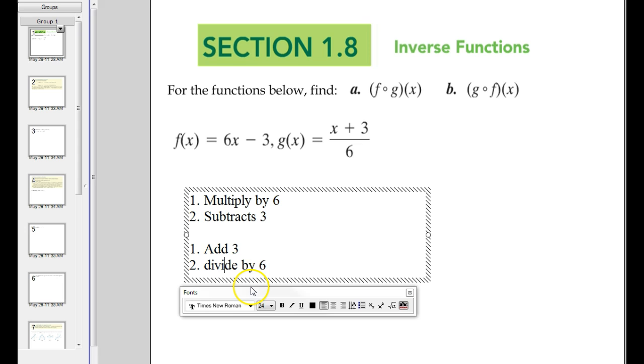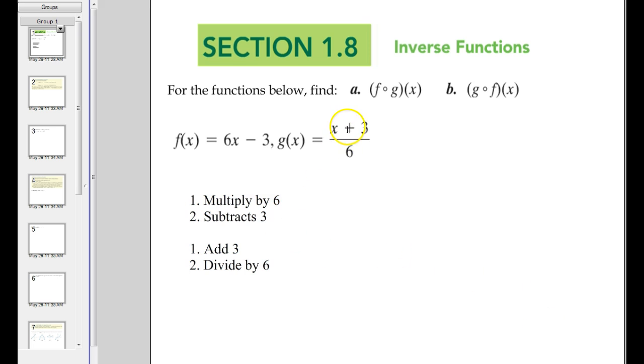And if you look, that's exactly what g does. g adds 3 to the input first, and then it divides by 6. So the operations that f does to the input are undone by the operation that g does to an input, and vice versa. If this was your order of operations, to undo this, the first thing you have to do is multiply by 6, and then you would subtract 3. So they are what we call inverses of one another.